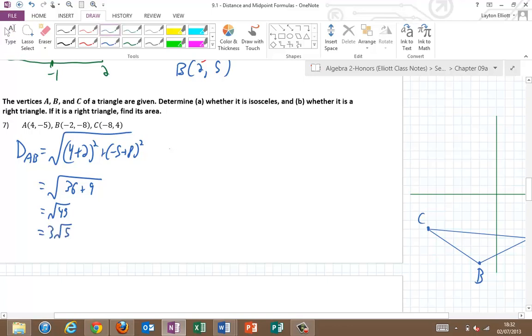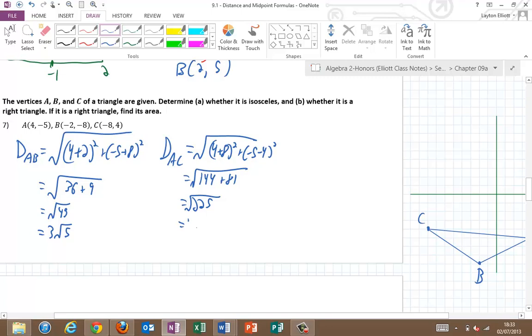Then let's go to the distance of AC. So I can do the square root of 4 minus negative 8 squared plus negative 5 minus 4 squared, and I get 12 squared, or 144, plus 81, which is 225, the square root of 225. The square root of 225 is 15.